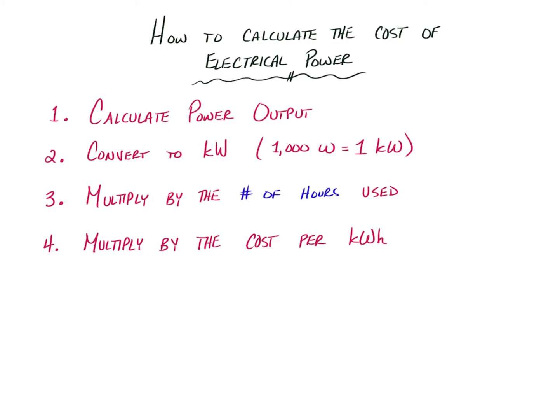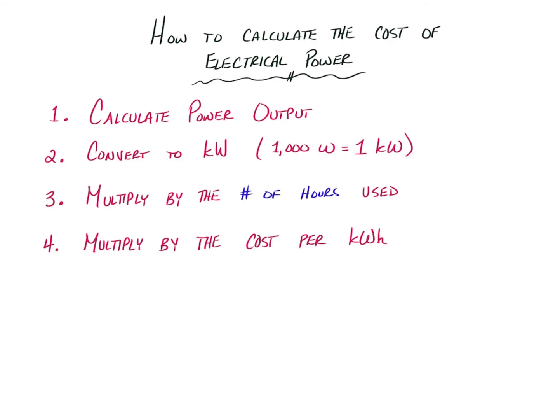We now have kilowatts, but we need to get to kilowatt hours, so we need to multiply by the number of hours utilized. So once we know the power output in kilowatts, by multiplying it by the amount of time used in hours, we get the kilowatt hour unit that the power companies charge in. And once we know that, then we simply multiply that by whatever the cost per kilowatt hour is from that local power company. That's the basic idea.